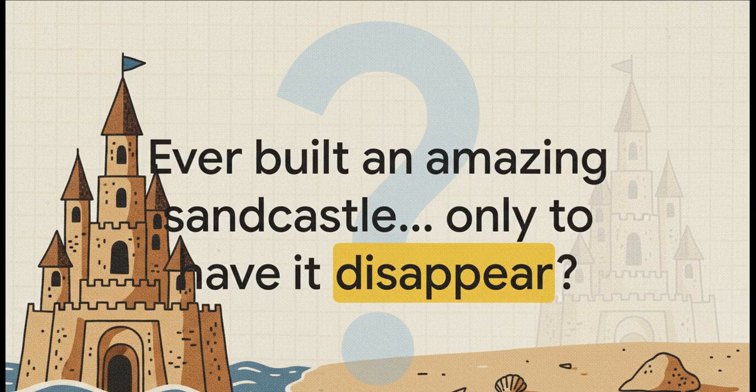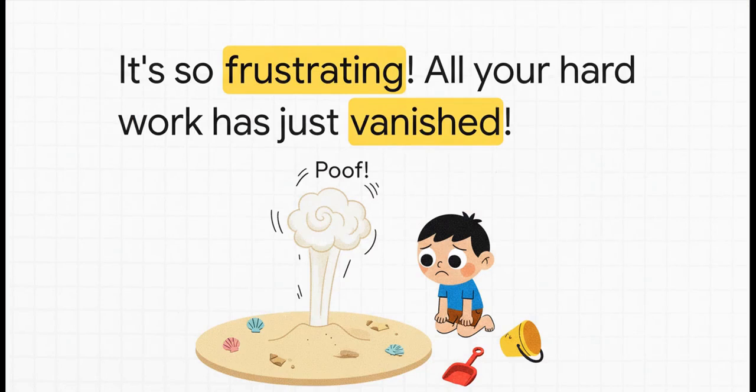You're at the beach and you spend all day building the coolest sandcastle in the whole world. It's got towers and little windows. You're so proud of it. But then you come back the next day and it's gone. It's just flat sand again. Ugh. Isn't that the most frustrating thing? All that work just vanished. Poof. Where could it have possibly gone?